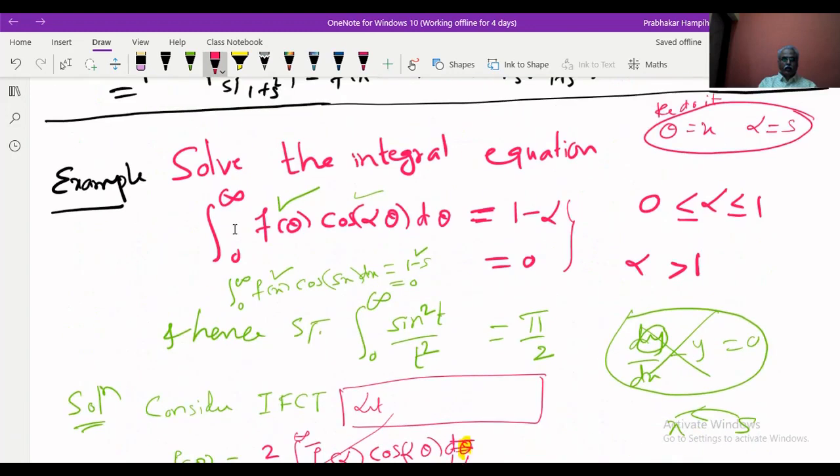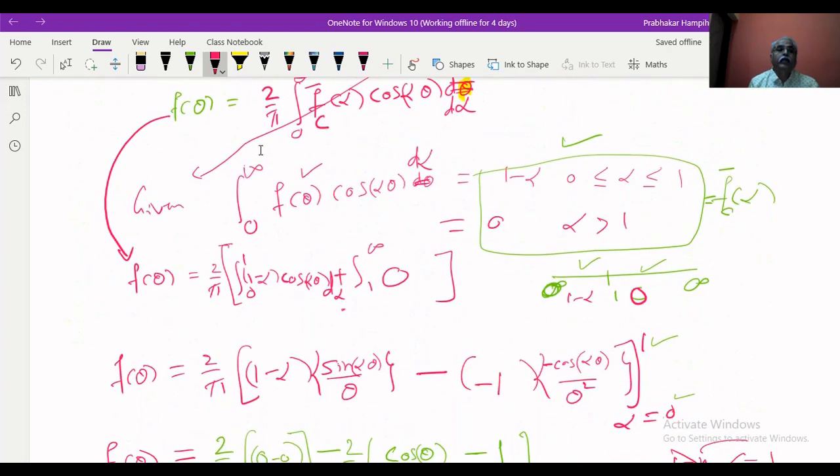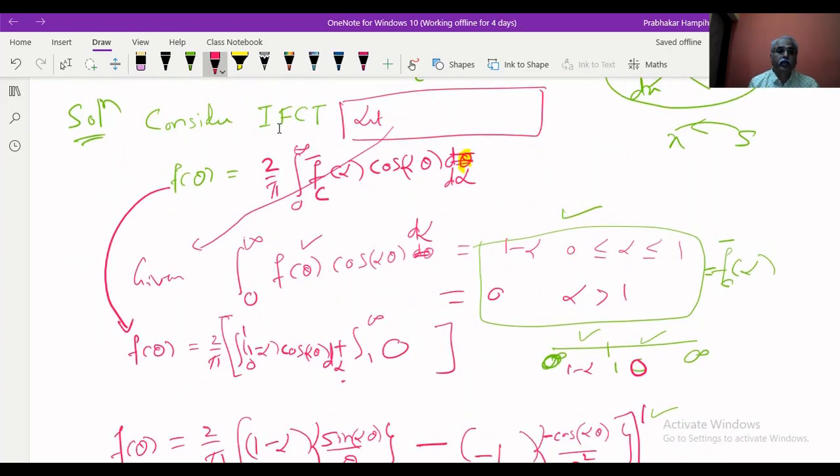So solve the integral equation. To find f of theta is our aim. To find f of theta, you have to invert completely. Invert means inverse Fourier cosine transform. So I considered this as some function of alpha, Fc bar of alpha, and 1 minus alpha, this part is Fc bar of alpha.